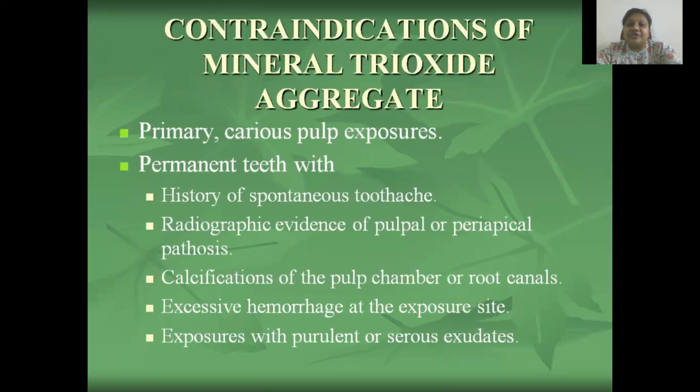What are the contraindications of mineral trioxide aggregate? The primary carious pulp exposures, permanent teeth with history of spontaneous pain, radiographic evidence of pulpal or periapical pathosis, calcification of the pulp chamber or the root canals, excessive hemorrhage at the site of the exposure, and exposures with purulent or serous exudates.